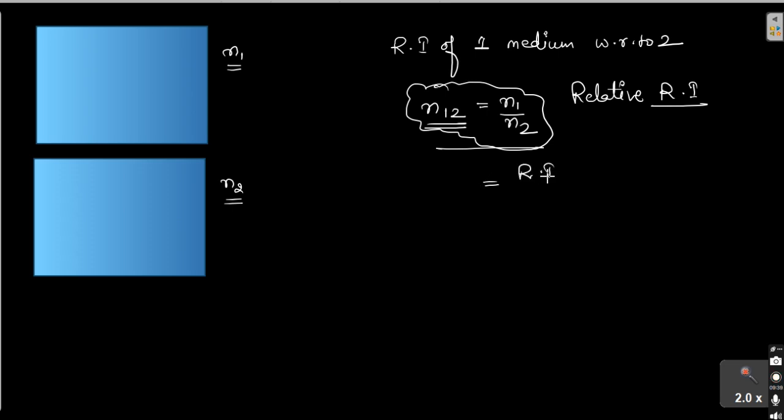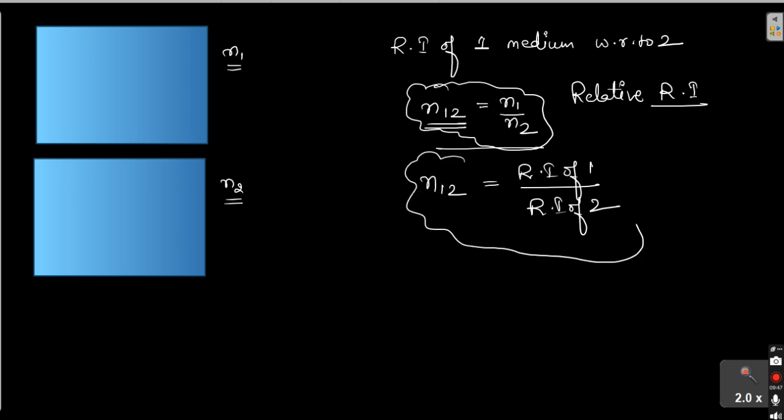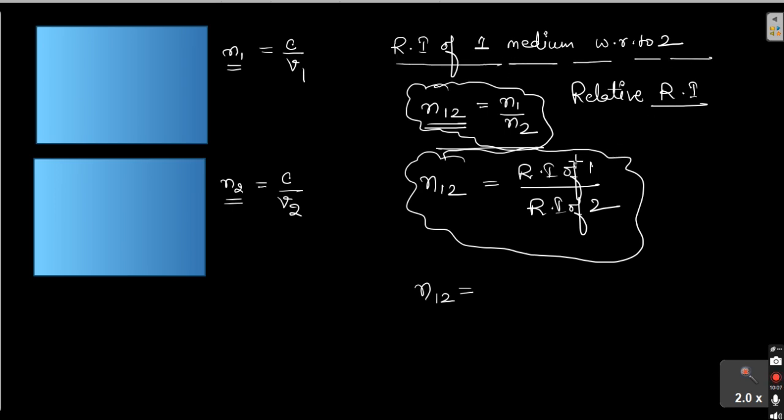So we can write down refractive index of 1 divided by refractive index of 2. So basically n12. You have to keep in mind, write it once yourself. Now the value of n12, refractive index of 1: the refractive index of the first will be c by v1, and the refractive index of the second will be c by v2. So what you will write as the definition of relative refractive index: refractive index of medium 1 with respect to medium 2 is known as relative refractive index.